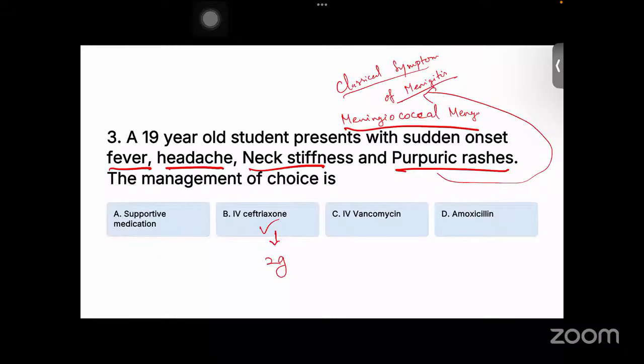Okay. And what is the ideal management after the IV ceftriaxone? More watch for septic shock. This patient may progress into septic shock and organ dysfunction, so we have to watch for it. And not only that, we have to initiate prophylaxis for the close contacts. The prophylaxis for close contacts would vary from rifampin to ciprofloxacin. Okay, rifampin, ciprofloxacin.